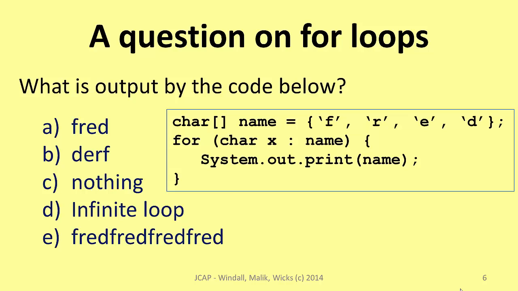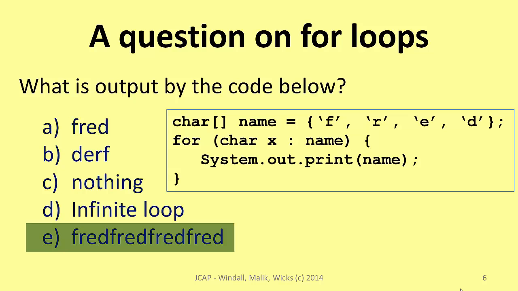So, since name has 4 items, F, R, E and D, it will print the array name, in other words FRED, 4 times. So the correct answer again is E, Fred, Fred, Fred, Fred. The other answers, they're wrong.